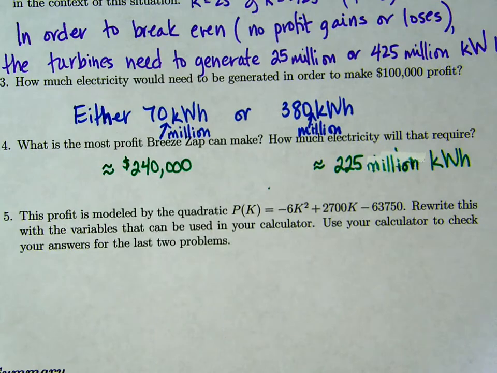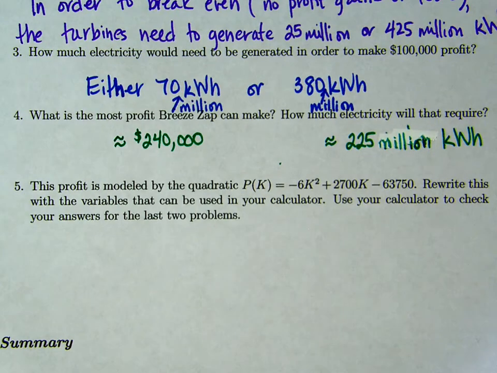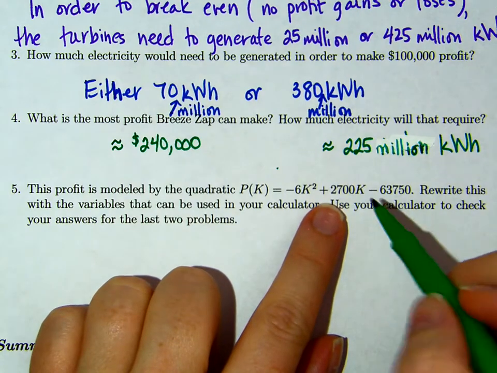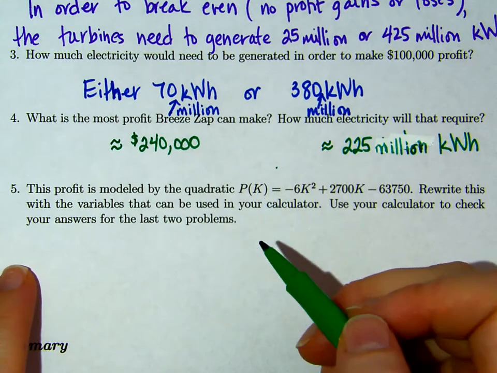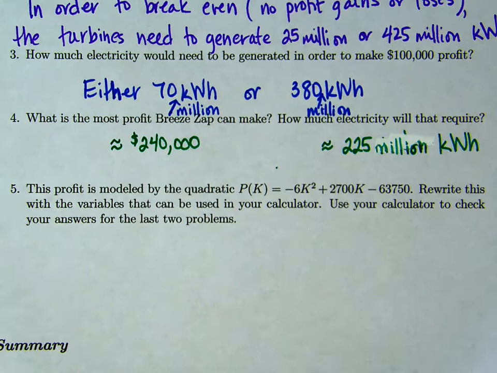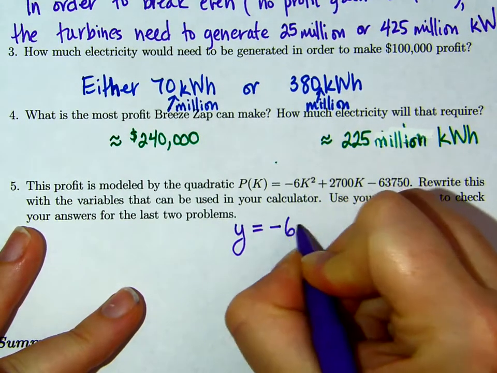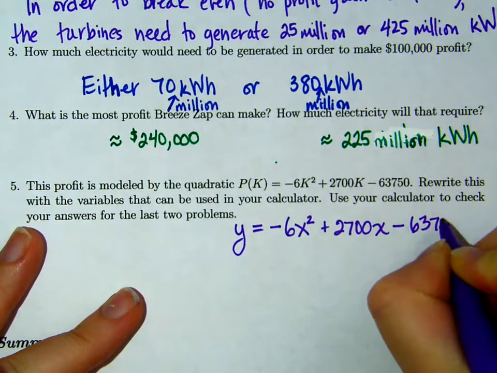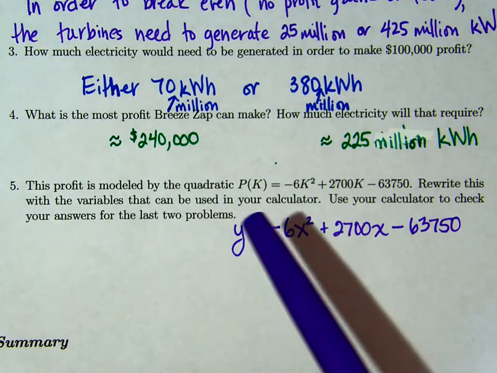Okay. This profit is modeled by the quadratic P of k equals negative 6k squared plus 2,700k minus 63,750. Write this with variables that can be used in your calculator. All right, so they're saying x's and y's. So this would be a y. y equals negative 6x squared plus 2,700x minus 63,750. Got it.